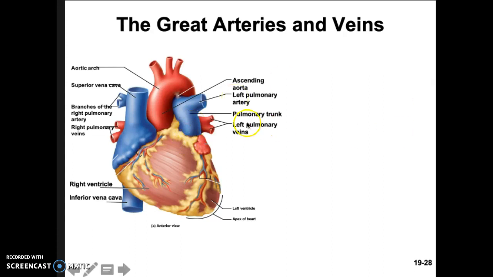So again, these are the great arteries and veins. We have the superior and inferior vena cava. Then you have the aorta, the pulmonary trunk, which divides into the left and right pulmonary arteries, I'm sorry. And then we have the left and right pulmonary veins.